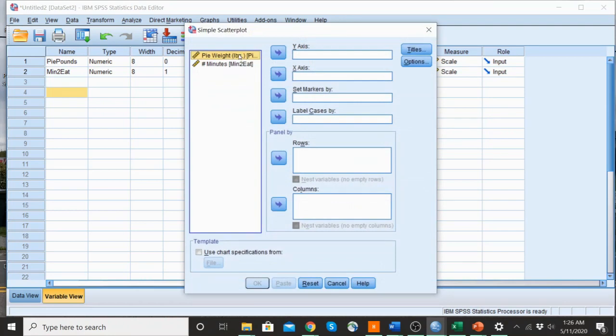And we need to put our dependent variable on the y-axis and our independent variable on the x-axis. So if we're interested in finding out whether or not the pie weight can predict how many minutes it takes someone to eat it, which would be our independent and our dependent? Anyone?